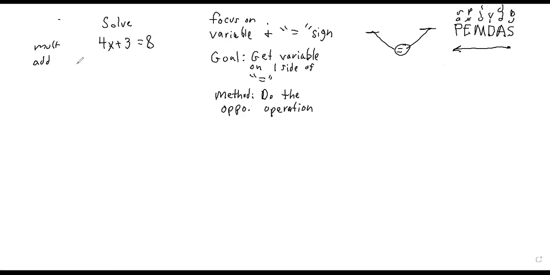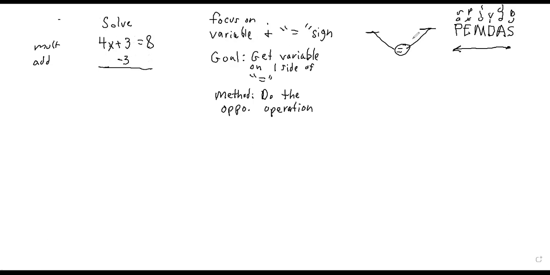Now, what order are we going to do it in? That's what PEMDAS tells us. We look at PEMDAS. Remember, we're starting over here, right? And the first operation we come across coming from right to left is addition. So we're going to do the opposite of addition, all right? So if we're adding 3, we're going to subtract 3. That's exactly what we do. So we subtract 3 here, right?